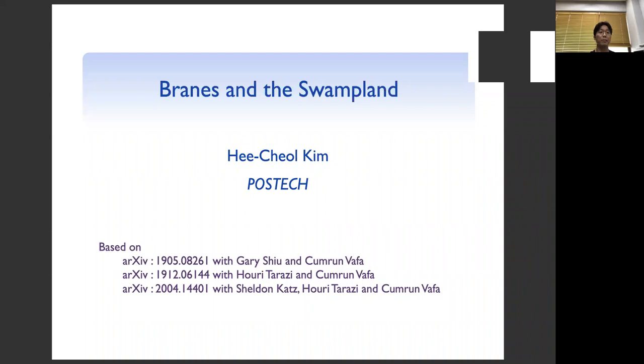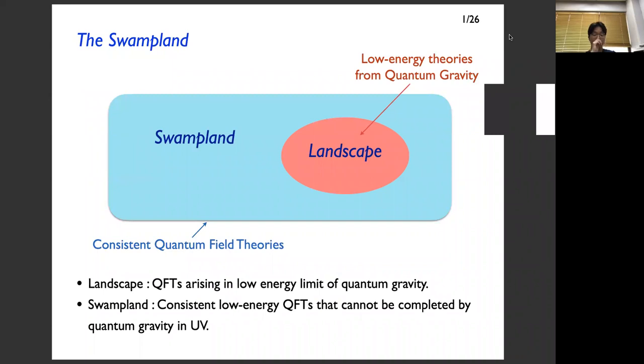Today I'll talk about Branes and the Swampland, and this talk is based on my recent paper with Gary Xu, Kumna Bafra, Hori Taraji, and Sheldon Katz. If you have any question, please ask me anytime. Before we get started, let me give you a brief introduction to the Swampland program and tell you some motivation for my work.